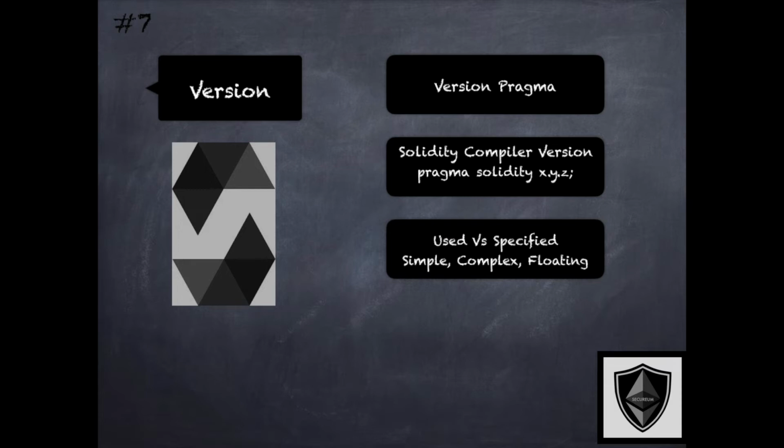And this could be of several formats. It could be a very simple format, a complex one, or even a floating one, which has some security implications. The latest Solidity compiler versions as of now are in the 0.8 range. A different Z in the pragma directive, if you look at x.y.z, indicates bug fixes and a different Y indicates breaking changes between the compiler versions.